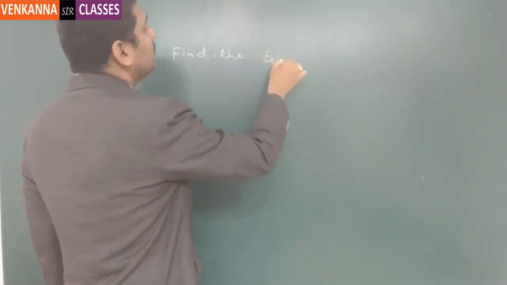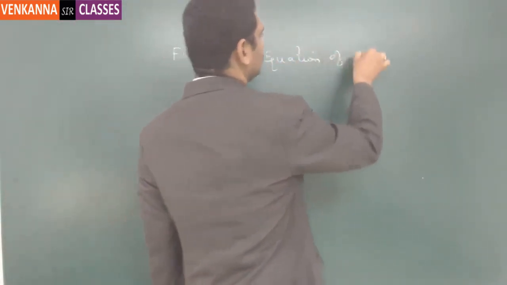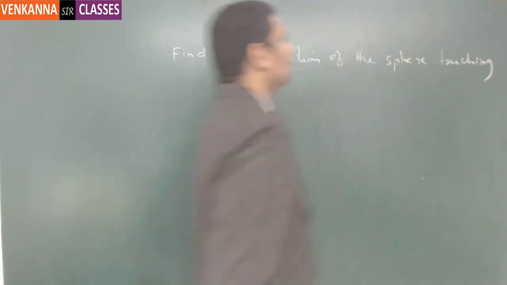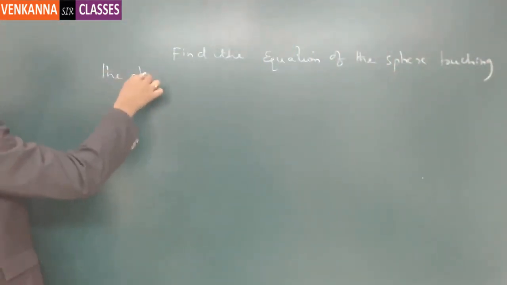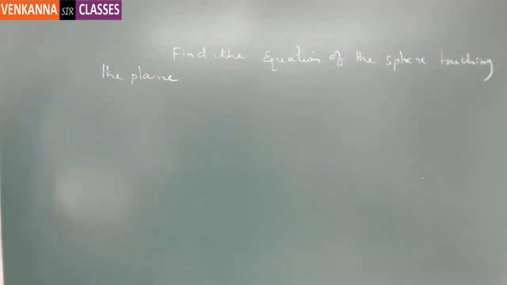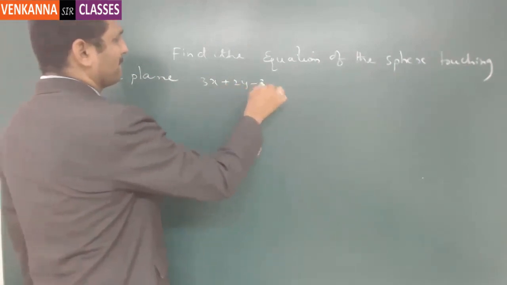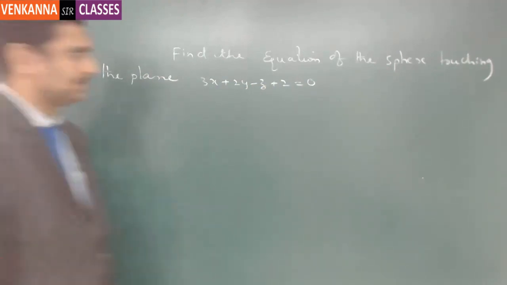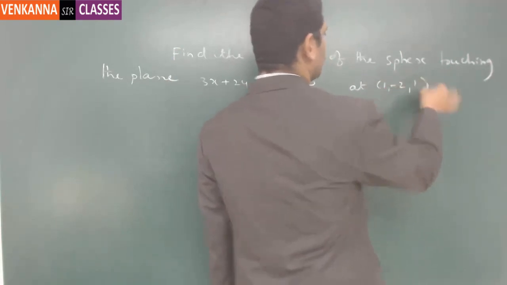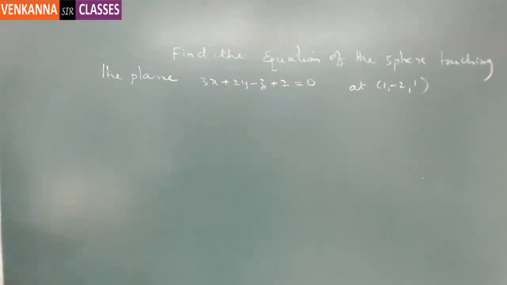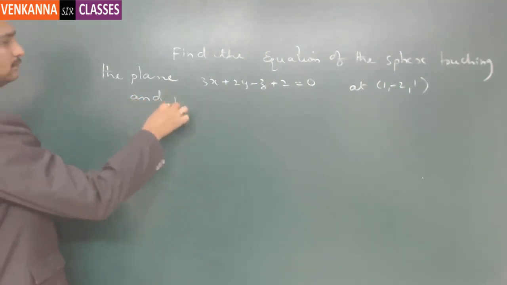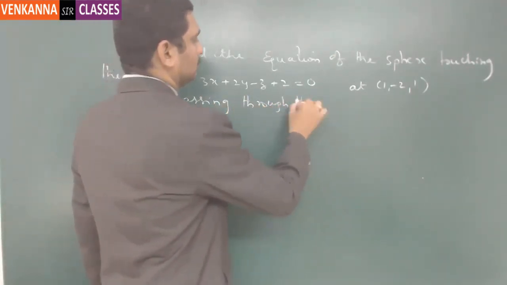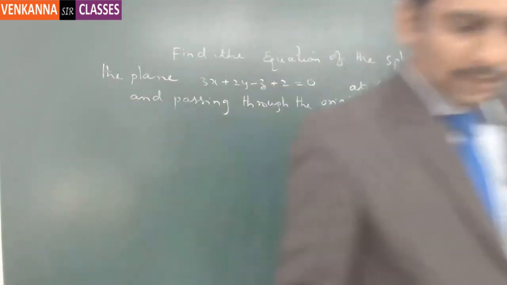Find the equation of the sphere touching the plane 3x plus 2y minus z plus 2 equal to 0 at (1, -2, 1) and passing through origin. Take a note of the question.